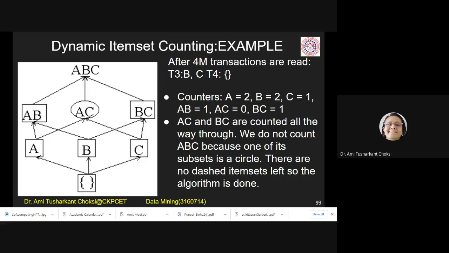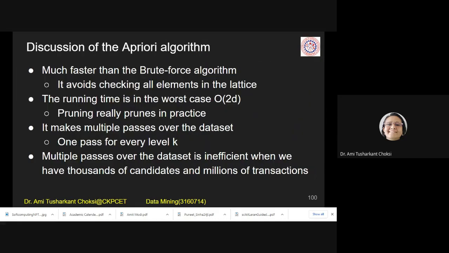Now, is there any dashed item available in this lattice? No. That is the terminating condition of this algorithm. So the algorithm is done, right?